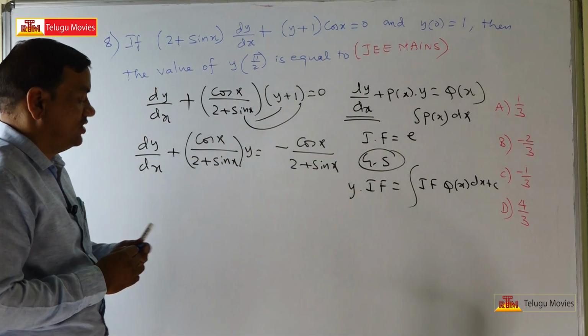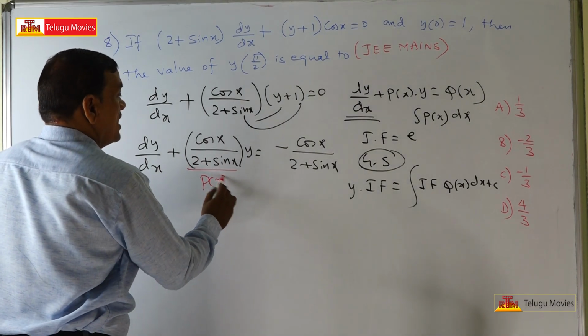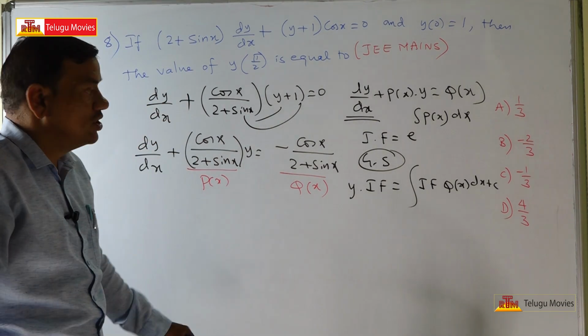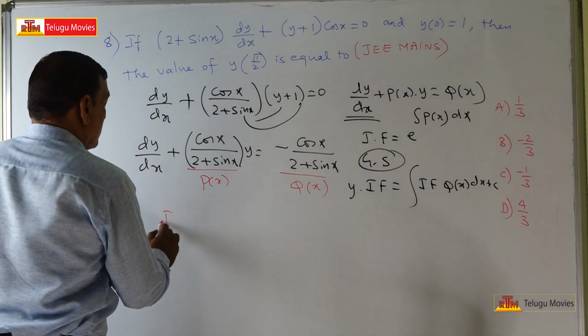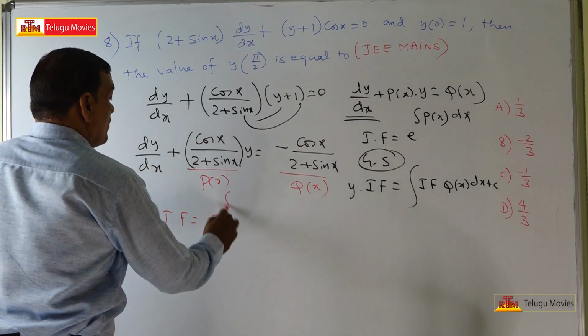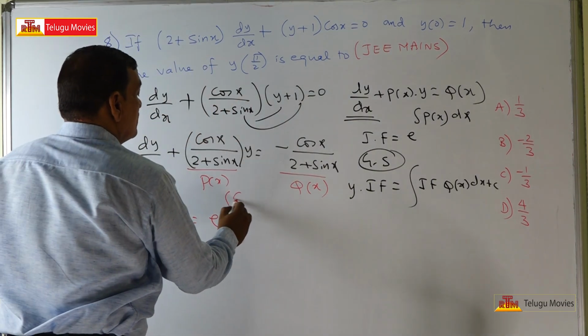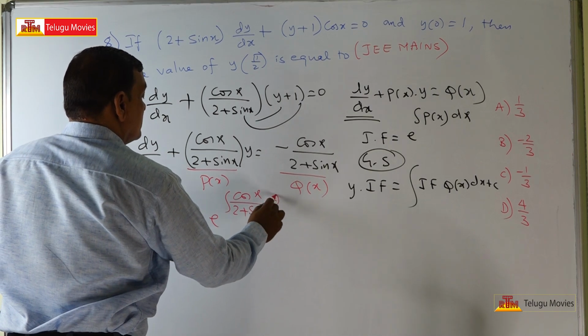Okay, now. So, clearly this is the p of x value and this is the q of x value. Okay, now let us start our problem. First we will find the integrating factor. The integrating factor is equal to e power integral of p of x dx. P of x is equal to cos x upon 2 plus sin x.